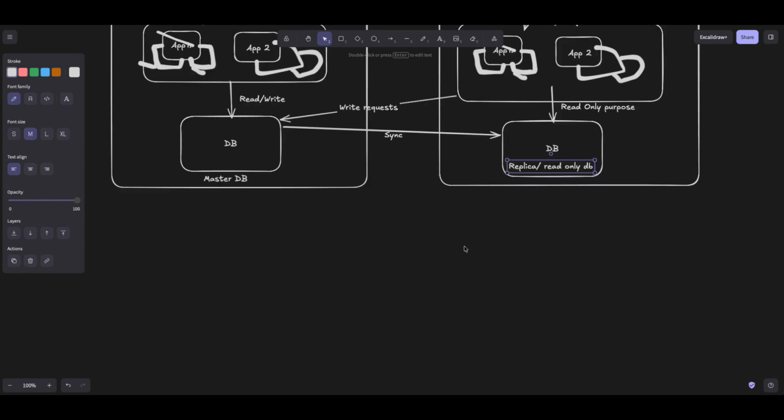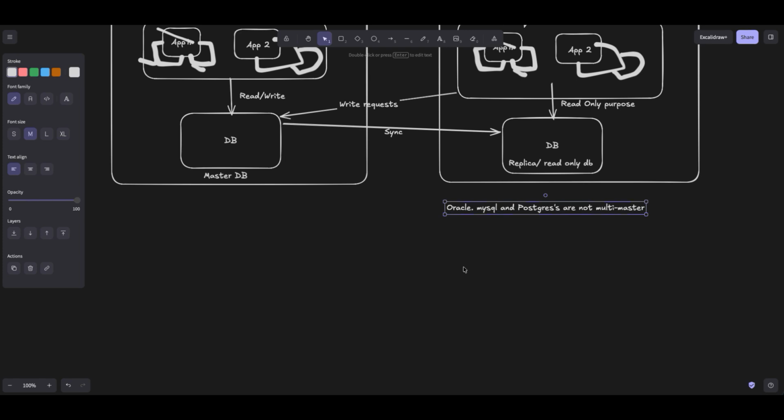The problem with this is that databases such as Oracle, MySQL, or Postgres are not multi-master, which means they don't allow multi-write operations in multiple instances of the database. They allow multiple reads from replicas, but they don't allow writes on a replica. So we can improve the architecture for disaster recovery with a read-only replica, in which case we optimize it to some extent because we are now utilizing it to read.